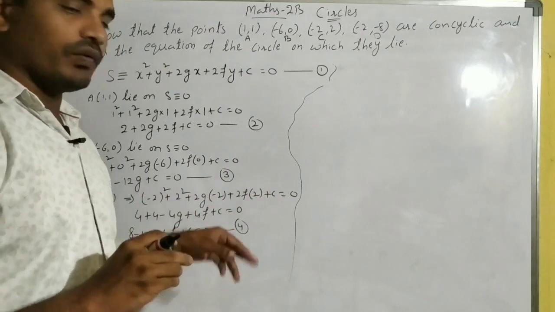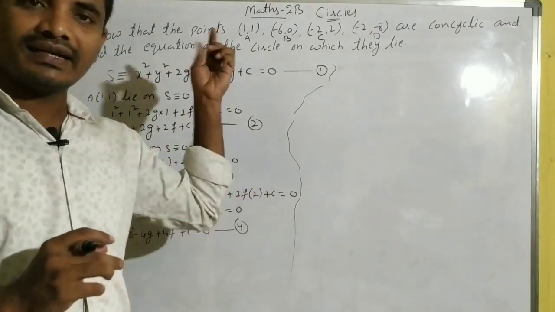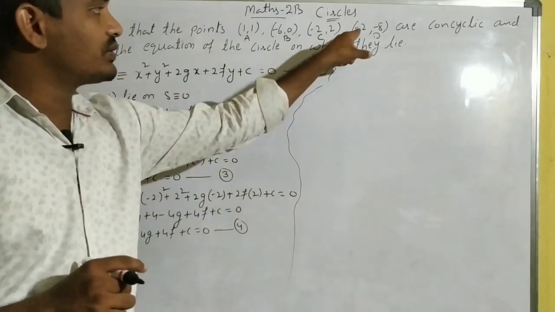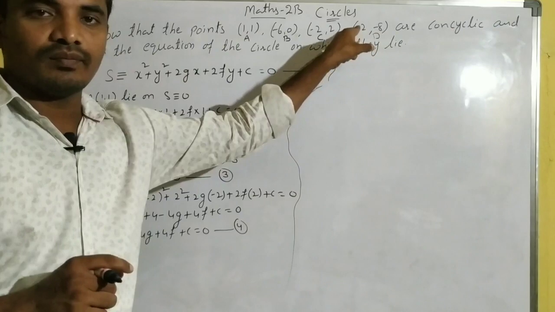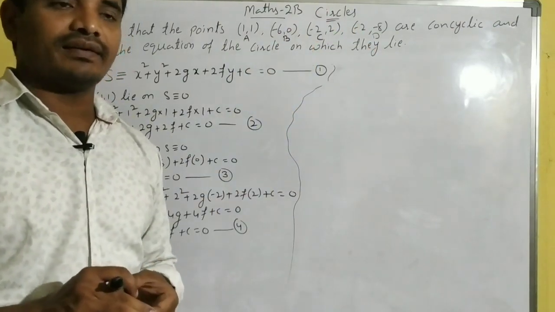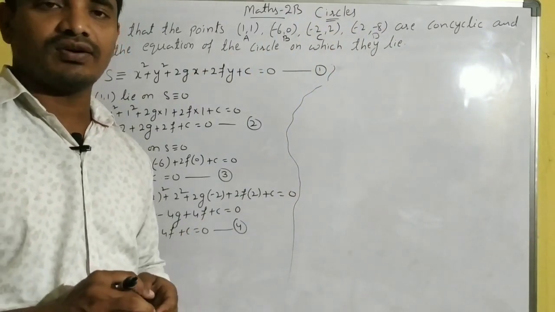From the second, third and fourth equations, I am going to find the first equation. After getting those values, in that equation, if you substitute the point D and it gives both sides equal, then the 4 points lie on the same circle. That means it is concyclic.